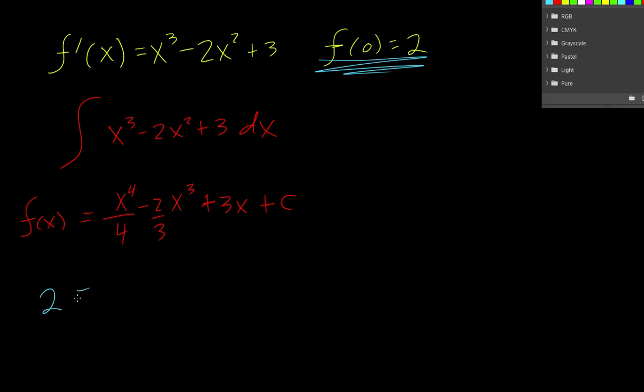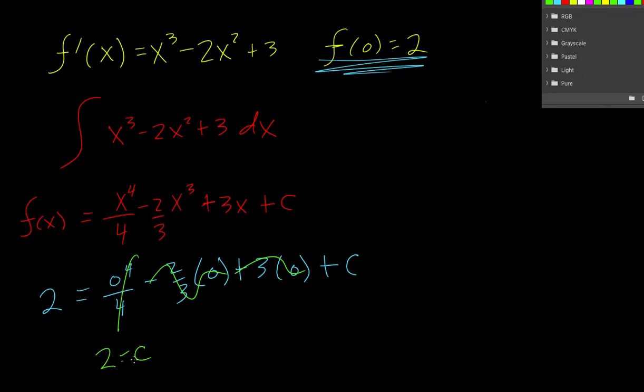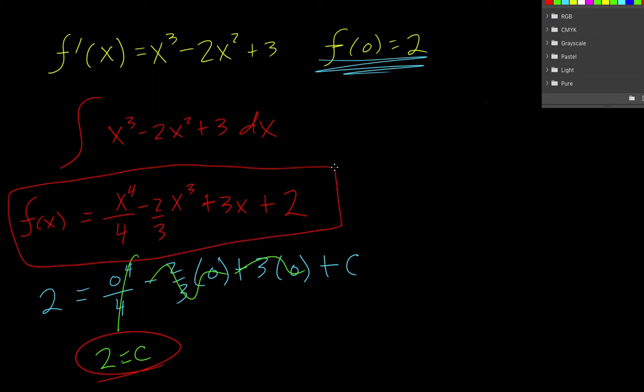So we get 2 is equal to 0 to the 4th over 4 minus 2/3 times 0 plus 3 times 0 plus c. So that cancels because it's all 0. That cancels, it's all 0. That cancels. So we get 2 equals c. So all we need to do now is erase this c and replace it with the value for c, 2, and then that is the actual function for f of x.